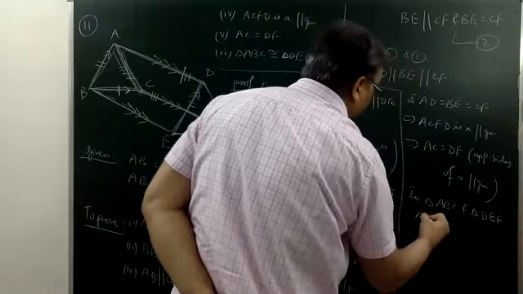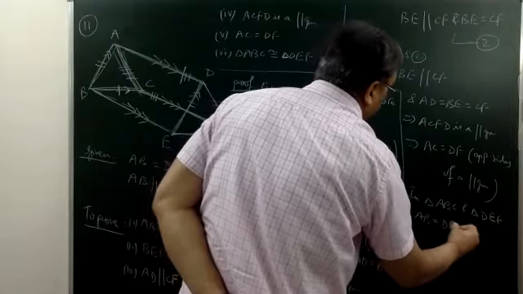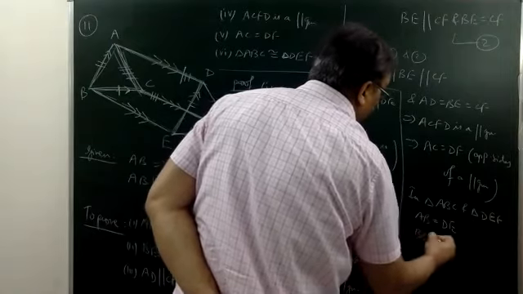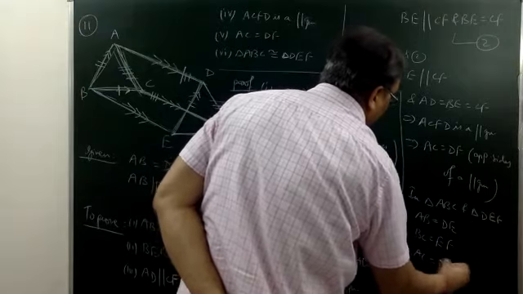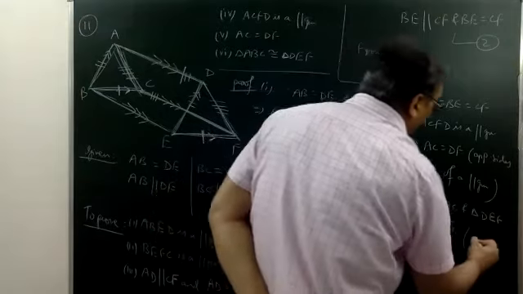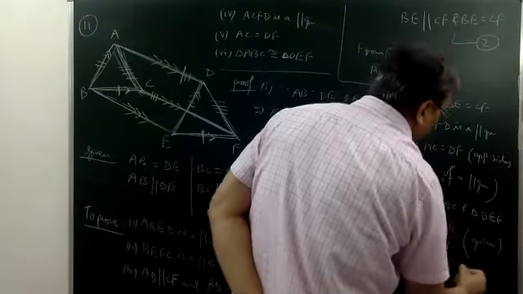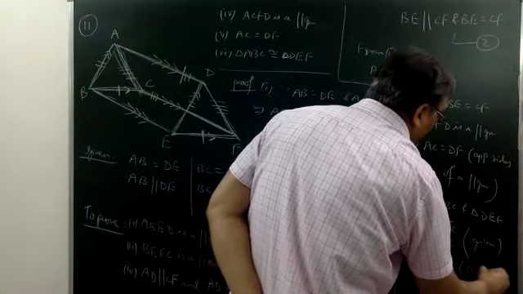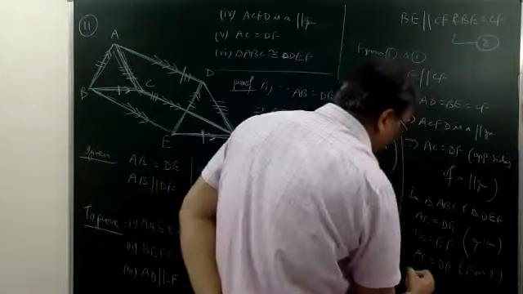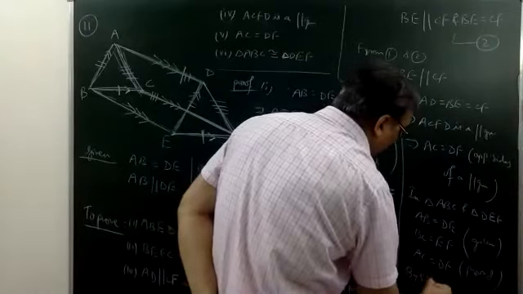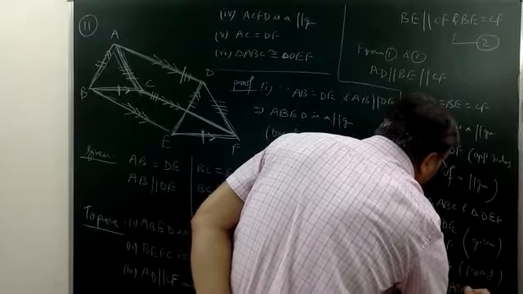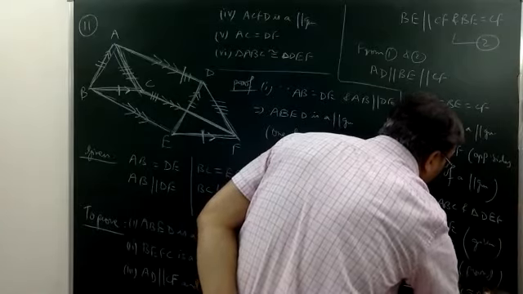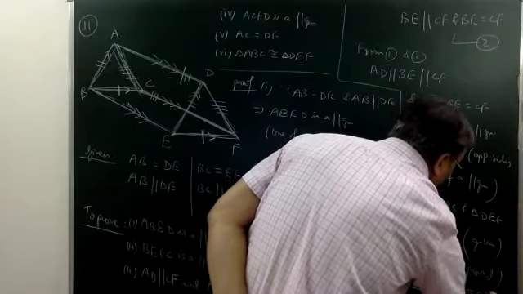In triangle ABC and triangle DEF, we have AB is equal to DE, BC is equal to EF, and AC is equal to DF. So these two are given, and this is proved. So by SSS, we have triangle ABC congruent to triangle DEF.